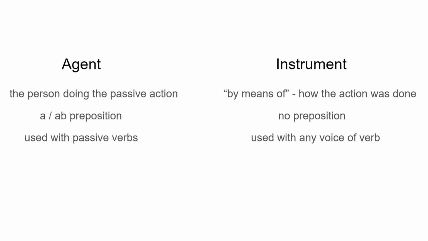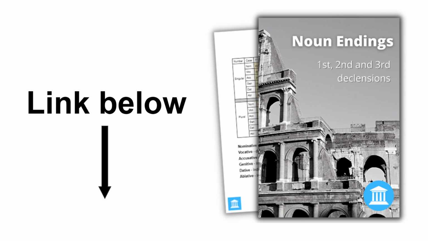And if you're not sure about your ablative endings or any of your noun endings, go and download that free noun endings reference guide. It'll be really helpful just to have it to hand. And that's all there really is to ablative of agent and instrument.